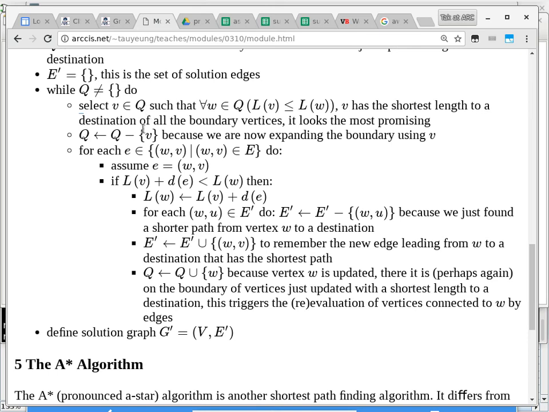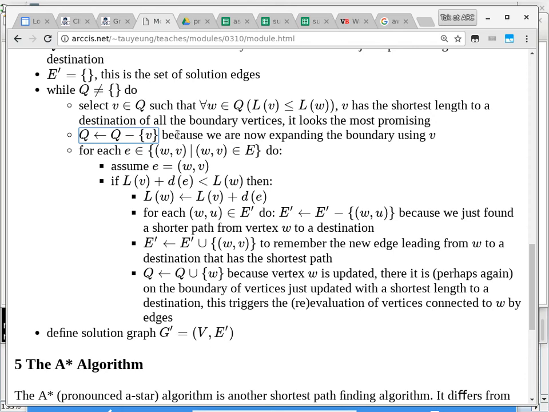So once we pick the vertex V, then we perform this operation, which is basically just removing vertex V from Q at this point. In other words, you're no longer in the frontier because we are now asking you to explore. Okay.